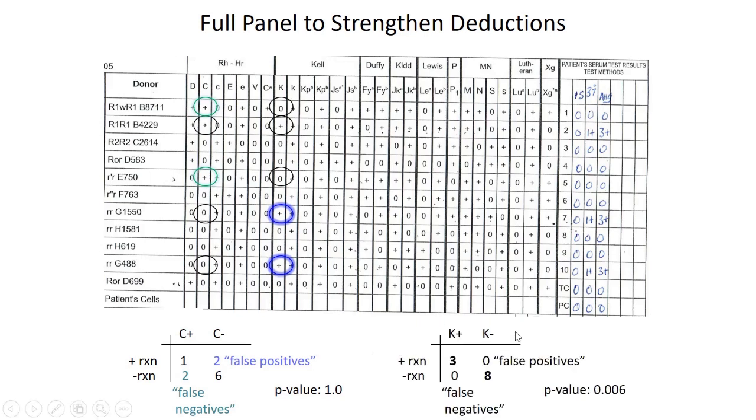But what works? The Kel idea. All 3 of 3 Kel positive cells manifest in a reaction, and all 8 of 8 Kel negative cells are non-reactive, with no false positives and no false negatives. The p-value for this relationship is 0.006, so less than 0.05, statistically significant, and therefore endowing you with the power to conclude it's anti-Kel.